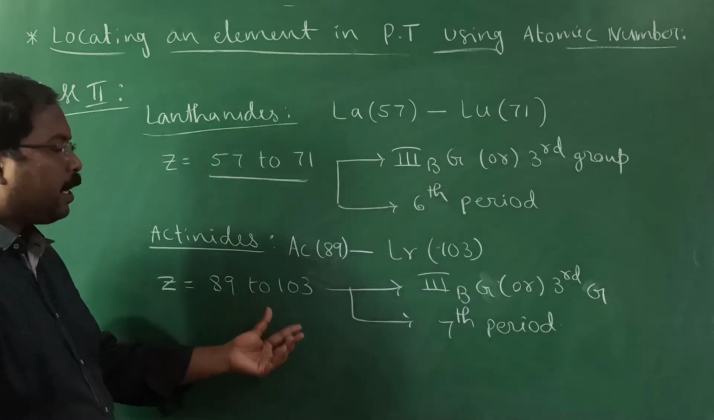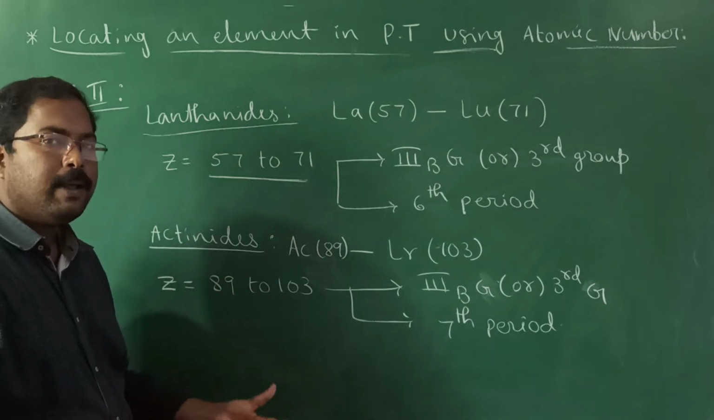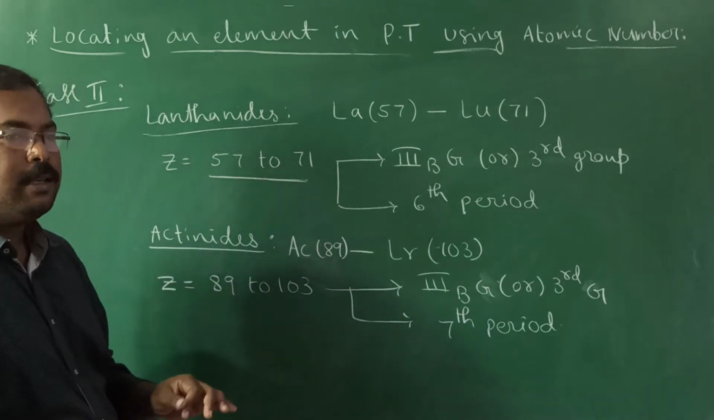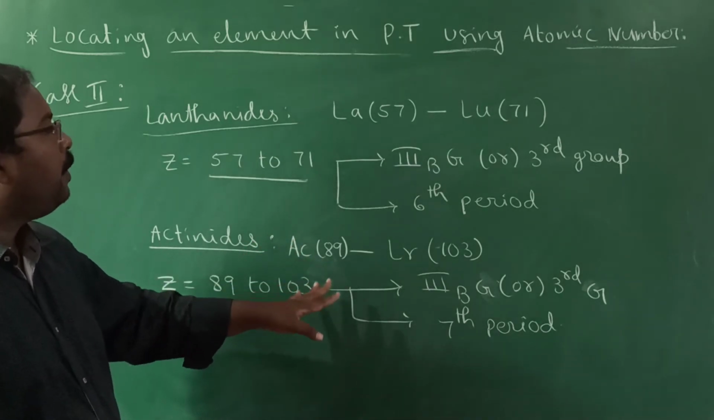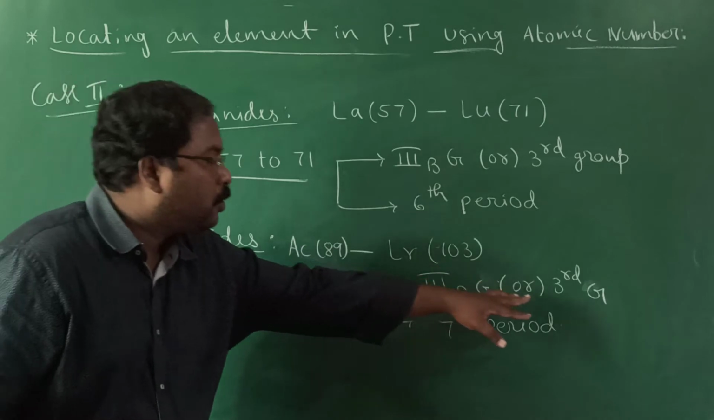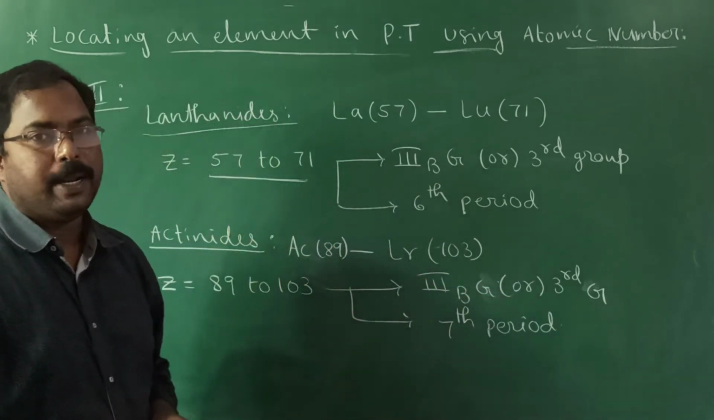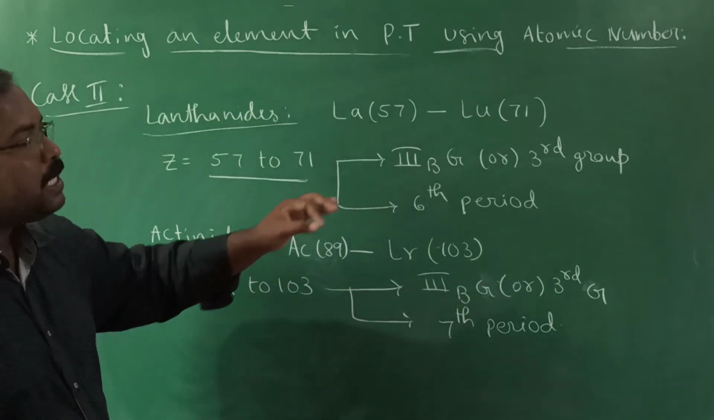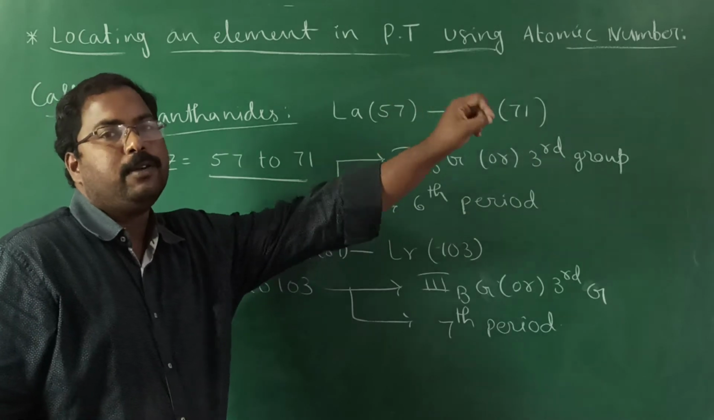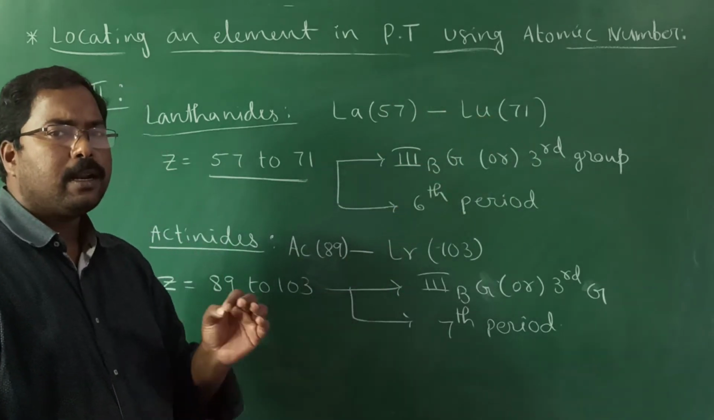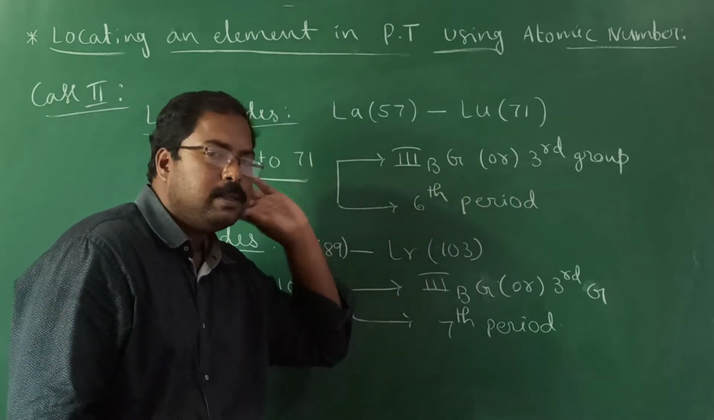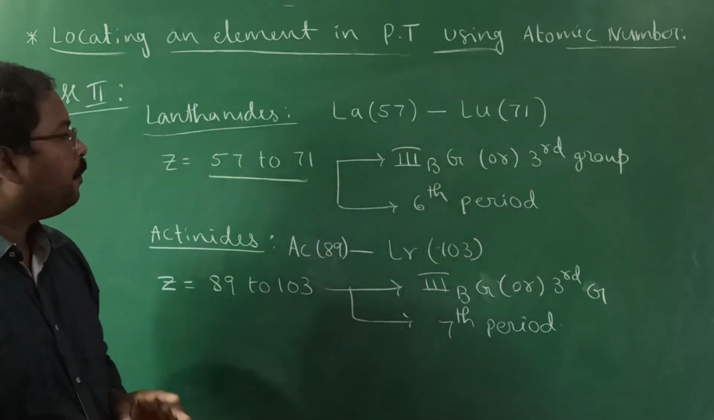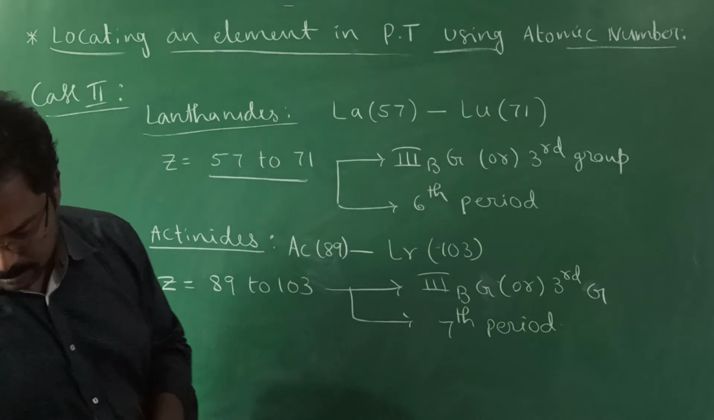For example, if they give atomic number 91, no need of any tricks. Simply remember, those elements belong to the third group and seventh period. If they ask for a number between 57 to 71, very clear, no formula needed. Simply, they belong to the third group, sixth period. Remember this.